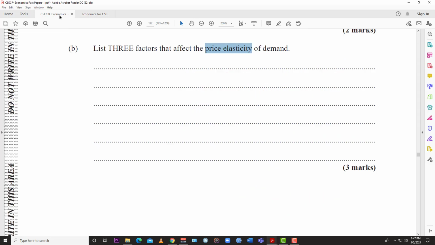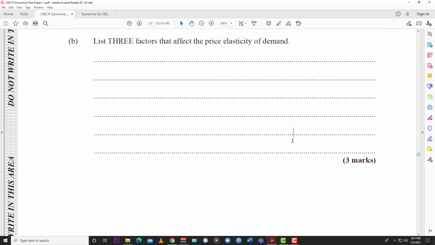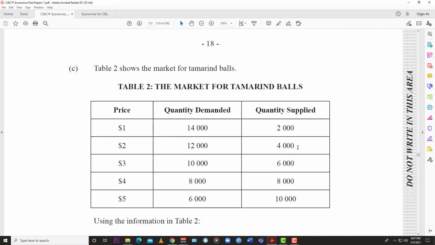So this one only asks us to list, and so we get the 3 marks for listing. We ain't going overboard with it. Only 3 marks they ask for.